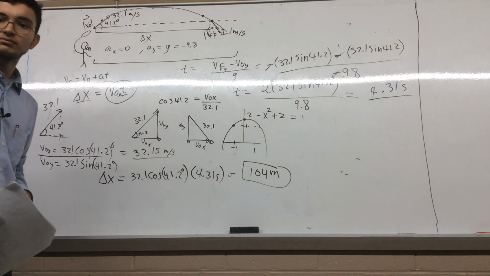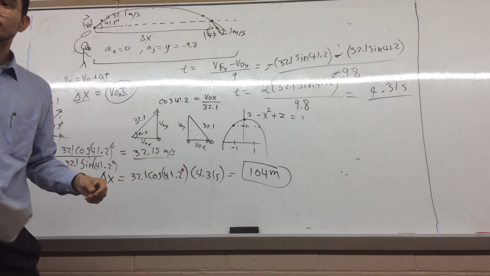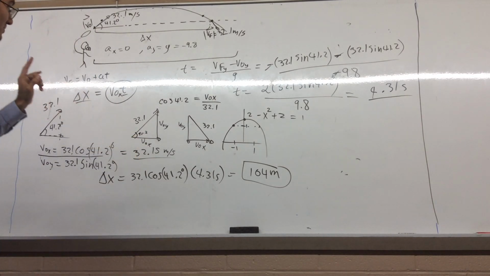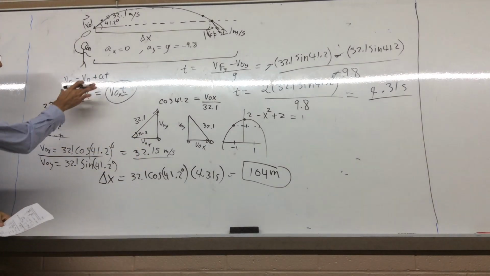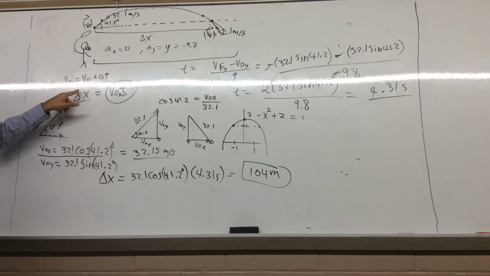For the time, why did we do the velocity final and initial of y? Like, why did we do that? Good question. Because what if we use this for x?